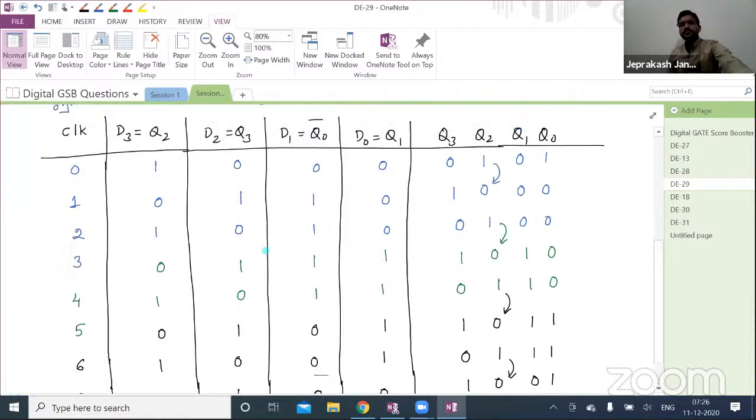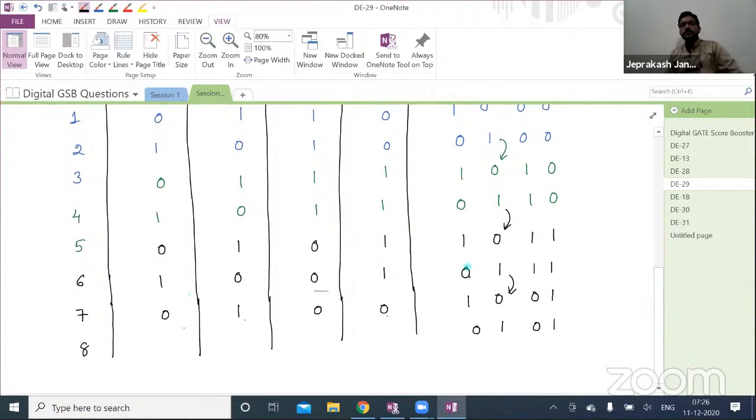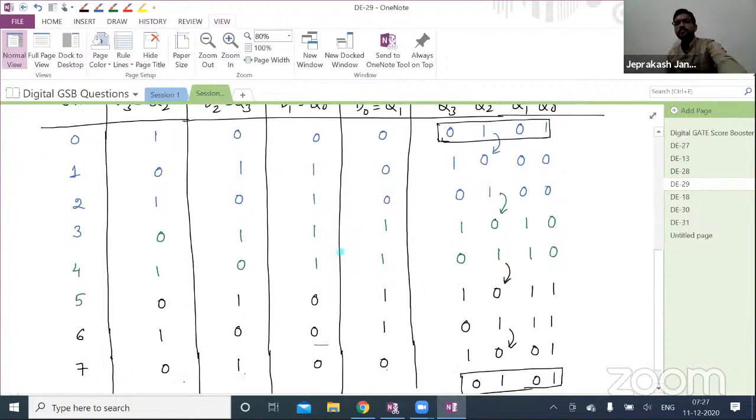Now just observe. Here you are getting the initial state. The initial state you considered was 0, 1, 0, 1, right? The same state you are getting here. So whatever the initial state you have, in order to bring the counter back to the same state, how many clock pulses are you applying? 8. How many clock pulses are you applying? That is 8.